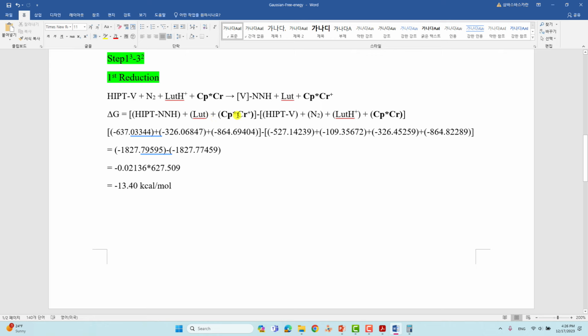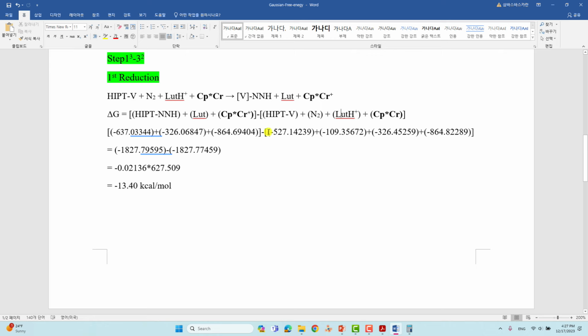This is the decamethylchromocene, the oxidized species. That means these 3 things are on the product side. So these 4 things we have to put on the reactant side. So HIPT catalyst, N2, lutetium and decamethylchromocene. So likewise you can add all the energies down here.